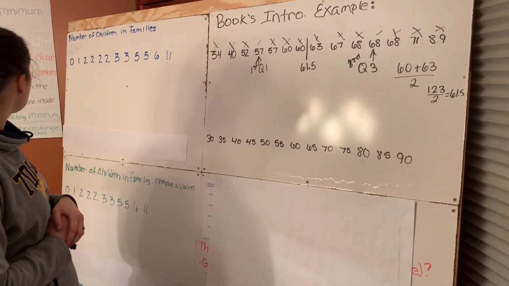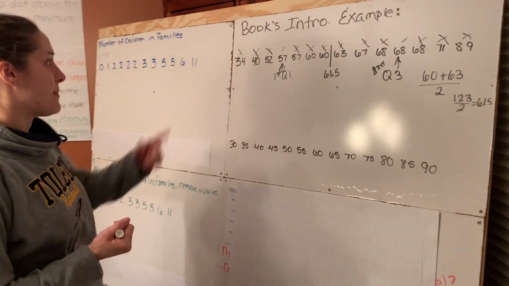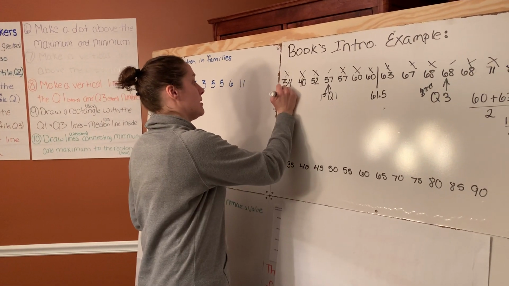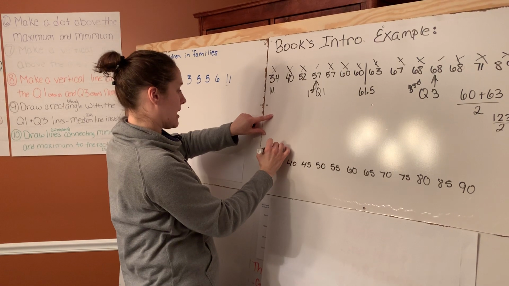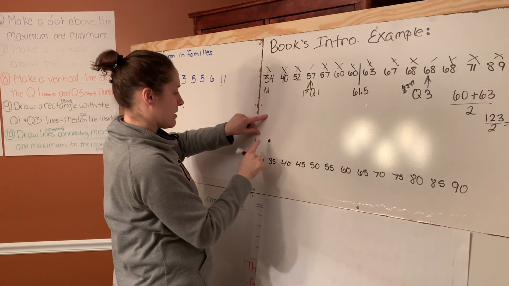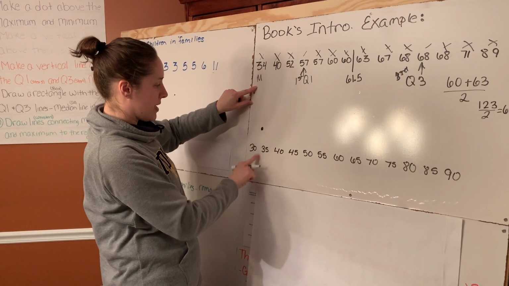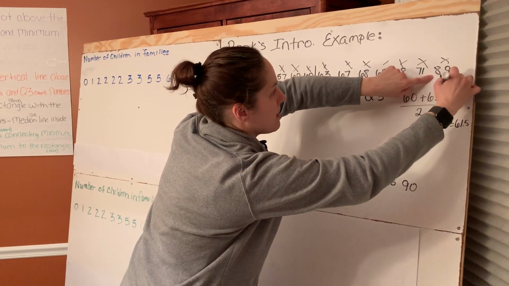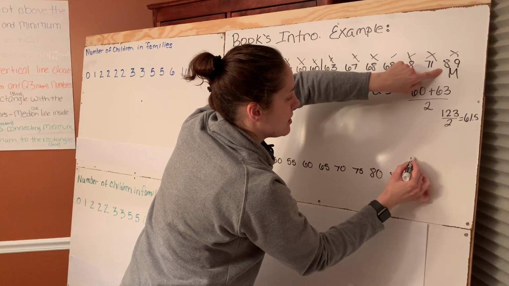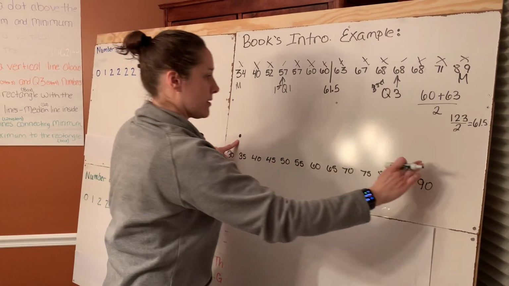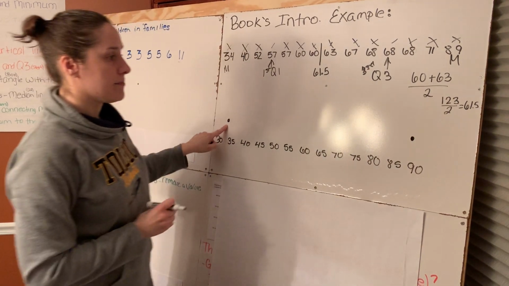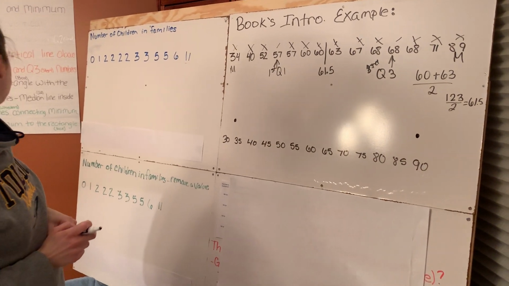Step 6 is to make a dot above the maximum and minimum. So 34 is my minimum, and I can put a dot, it's about 34, a dot above my minimum. I put a dot above my maximum. So there's my dots for 34. Let's make that one a little bit higher. 34 and 89. Identifying my max and min.